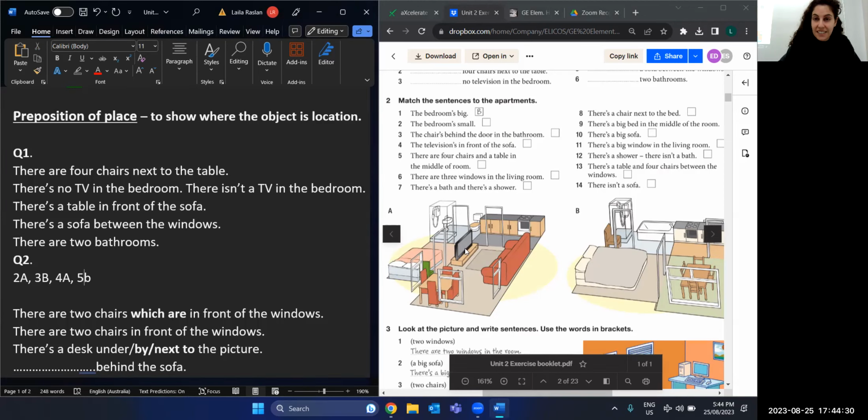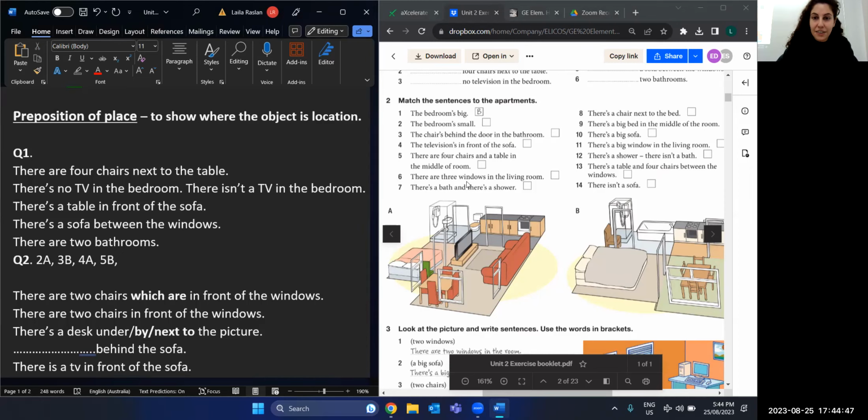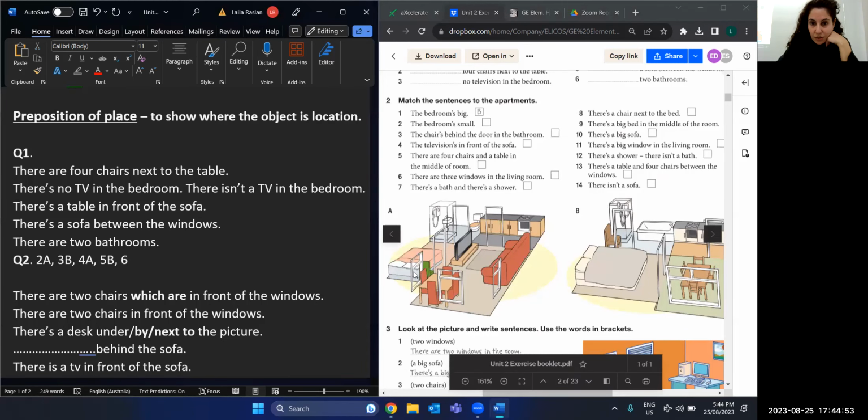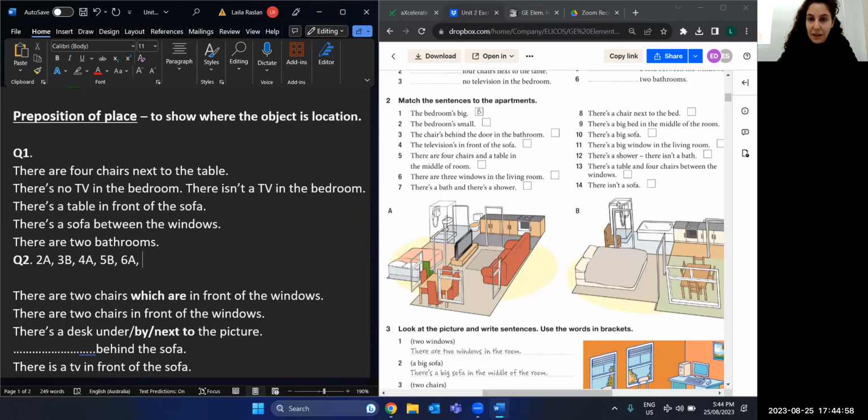We'll do a few more. There, number 6, there are 3 windows in the living room. Yeah, 1, 2, 3. So A. There's a bath and there's a shower. Okay, let's leave it there because we want to keep practicing. So good you can see and say there is, there are.